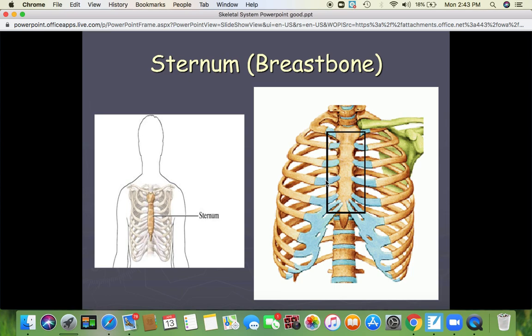When we exhale, then it contracts, so it needs to be able to stretch. So that's why we have this cartilage connecting this bone of our rib cage with our sternum. So it's important that we have that cartilage.